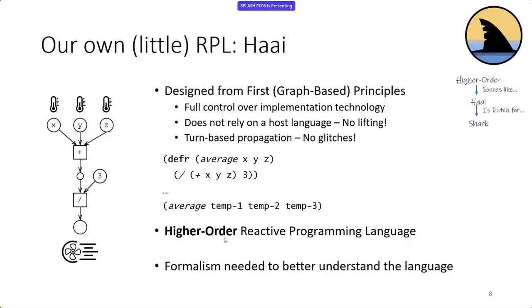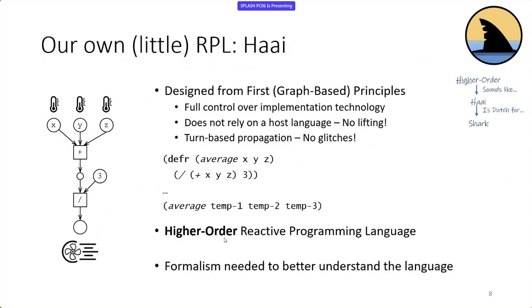So I will now present my, or our own little reactive programming language called Hi, which is designed from graph-based principles. That gives me full control over the way we implement it. I'm not relying on a host language, so I don't have lifting, but for the rest, it's your regular reactive programming language. It has turn-based propagation, so there aren't any glitches there. And here's a quick example of a program in Hi. It's a reactor. The reactor is the main computational unit of Hi, named average. It has 3 inputs or sources, X, Y, and Z, and then we compute the average of X, Y, and Z, and the graph here represents the same program over there.